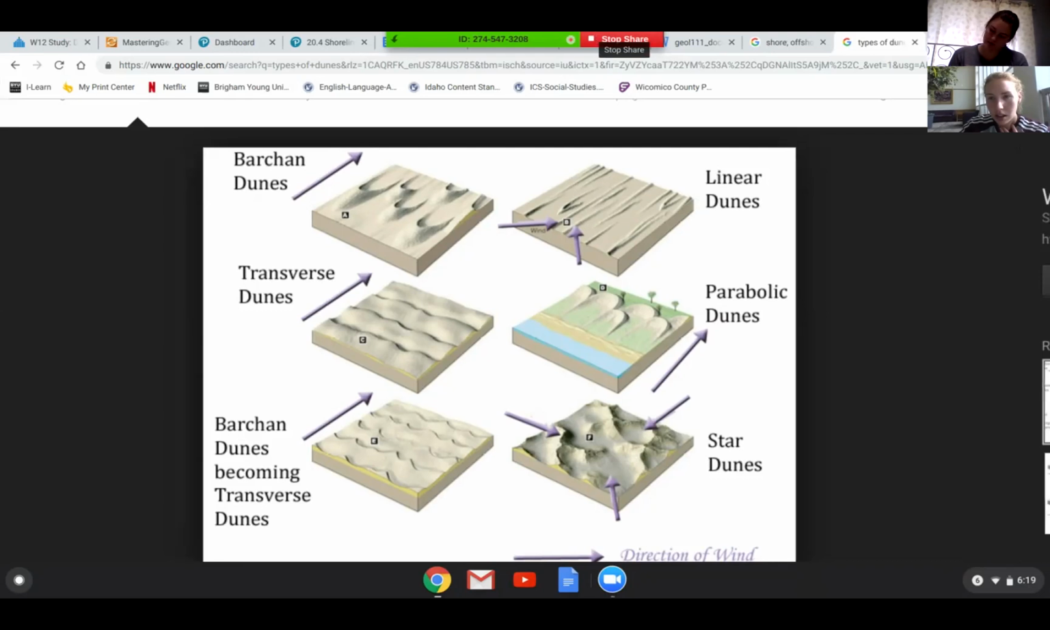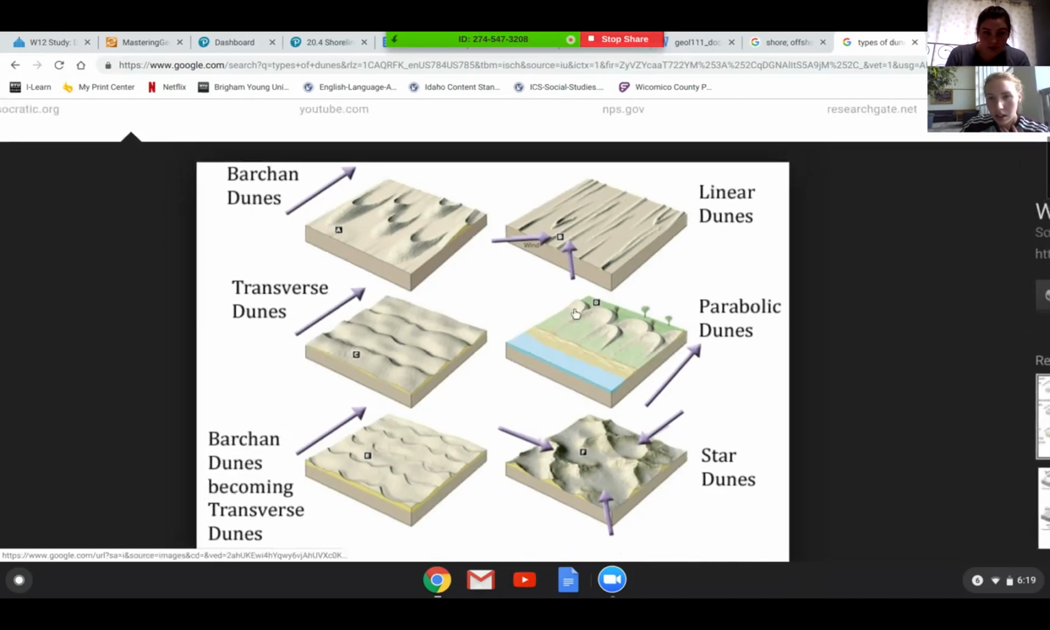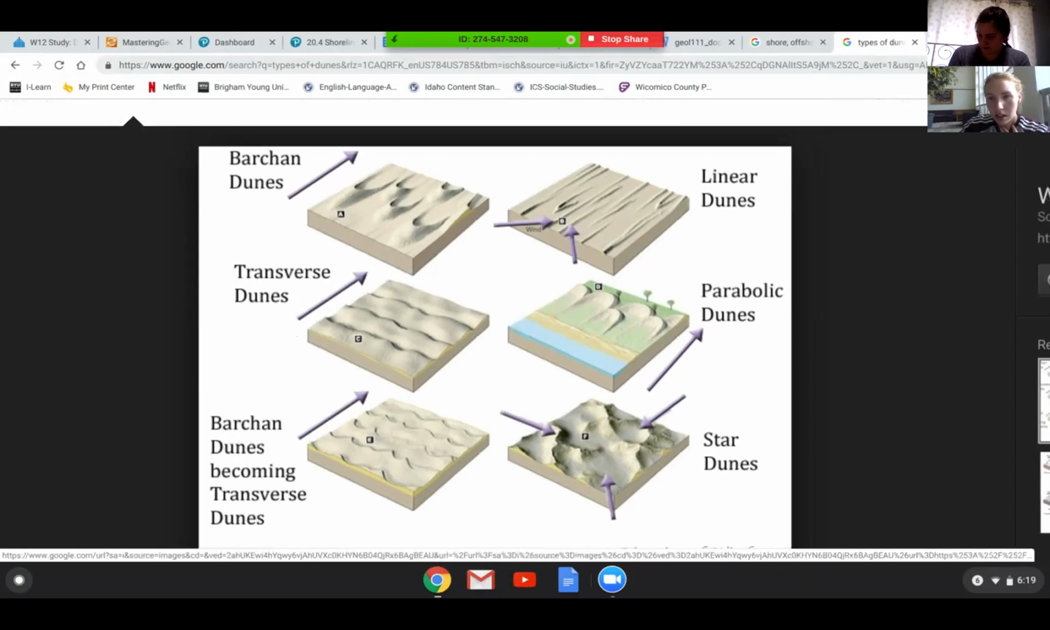It's my attempt, where are these? I drew Barkin. It's my attempt of Barkin dunes. So I have the parabolic, I have the Barkin dunes, and then transverse will be.